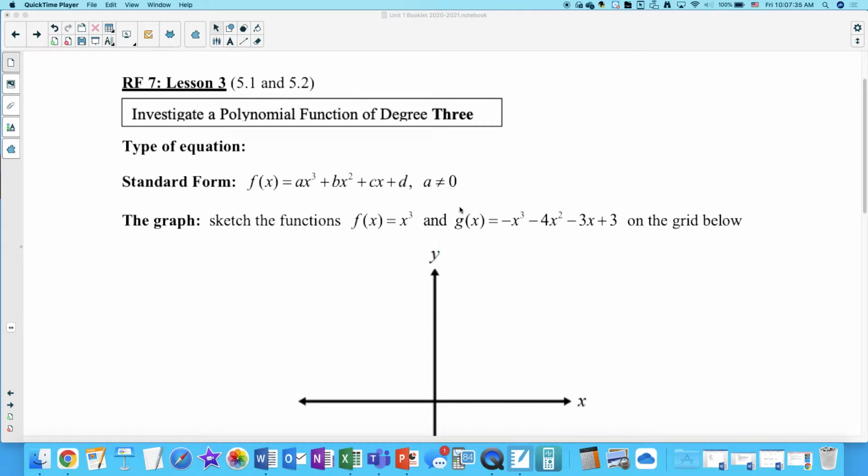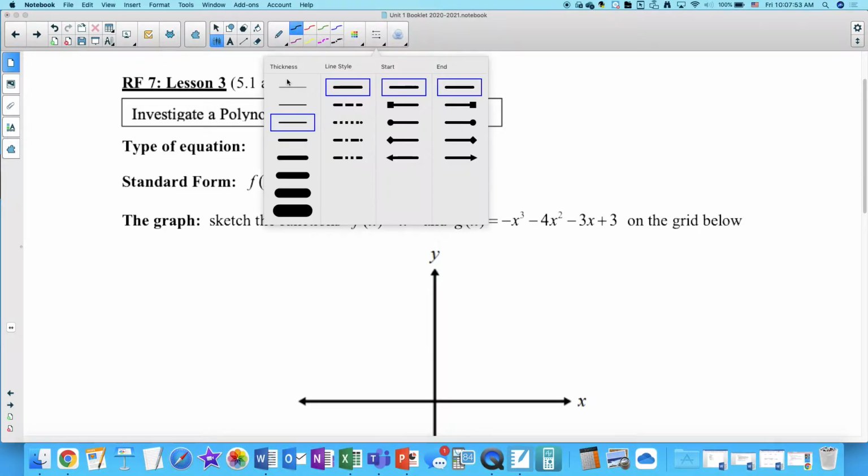Okay, so today we are going to look at the final type of polynomial function that we're going to study in this course. And this is a cubic function. It's called cubic. It's degree 3. Okay, so it is called a cubic function.